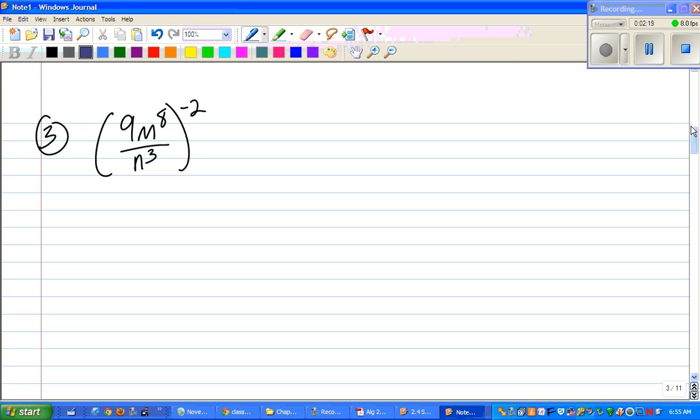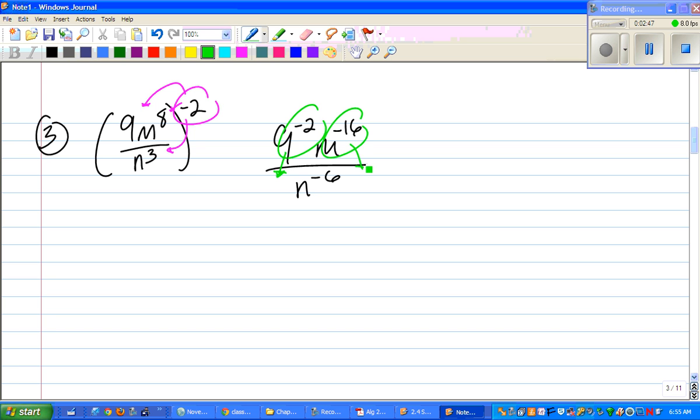Alright, let's move on to 3. 9m to the 8 over n to the 3rd, all to the negative 2 power. First thing we want to do is see if we can reduce, which we can't. So we're going to go ahead and distribute that. So 9 to the negative 2, m to the negative 16, n to the negative 6th. Right, if your exponent's negative, you got to drop it like it's hot. If it's already on the bottom, bring it to the top. So you get n to the 6th over 9 squared m to the 16.